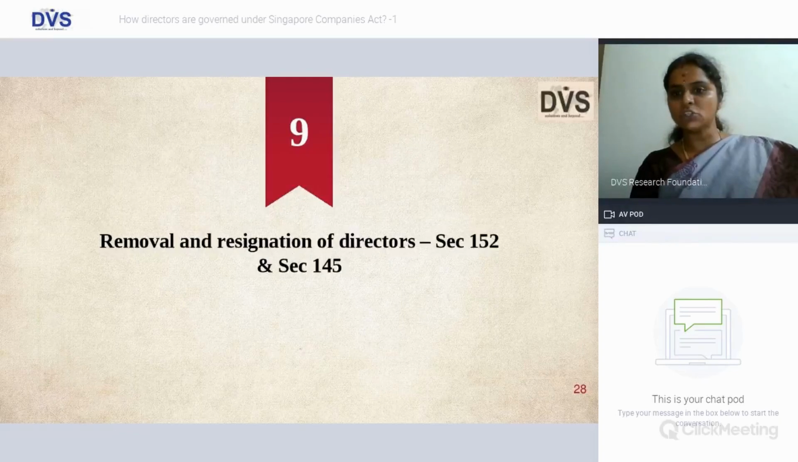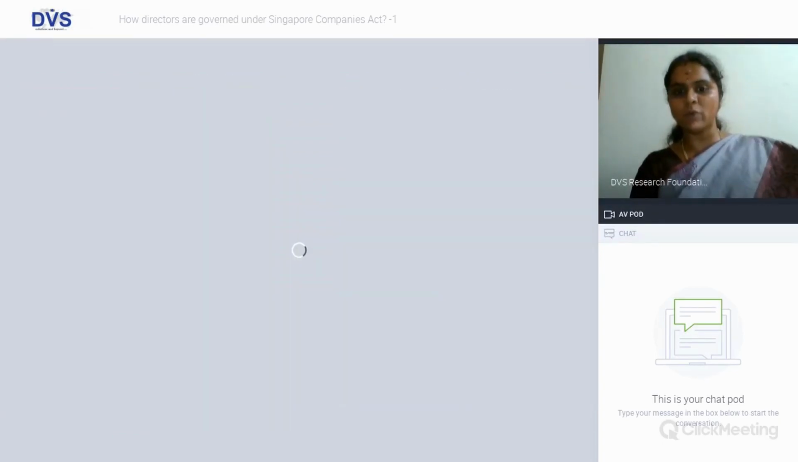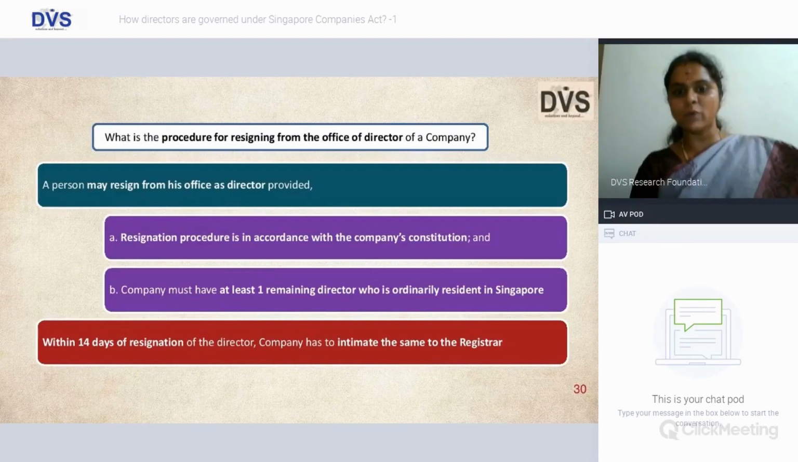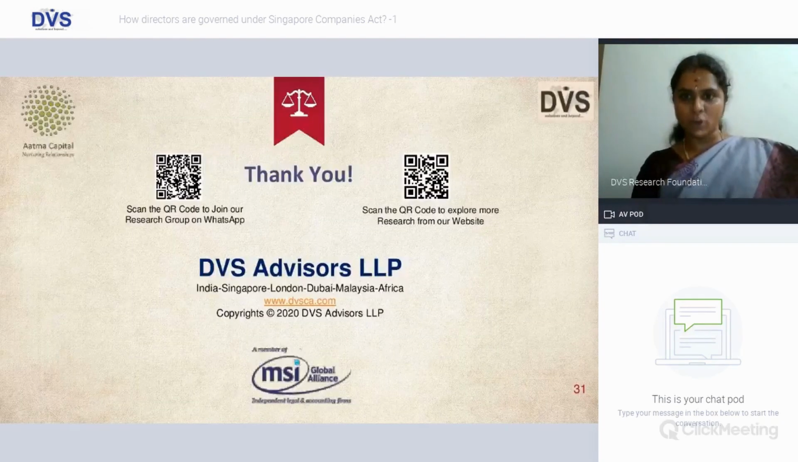Finally, you will see the procedure for removal and resignation of directors as prescribed in section 152 and section 145 of the Singapore Companies Act. So a person may resign from his office as a director provided the resignation procedure is in accordance with the company's constitution, and at least there should be a minimum statutory director who is ordinarily resident in Singapore. And again, like appointment where you have to declare it to the registrar within 14 days, resignation shall also be intimated within 14 days.